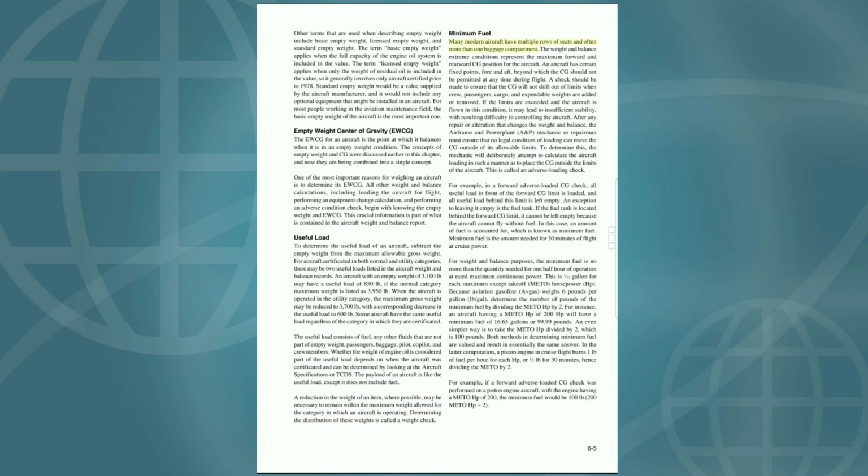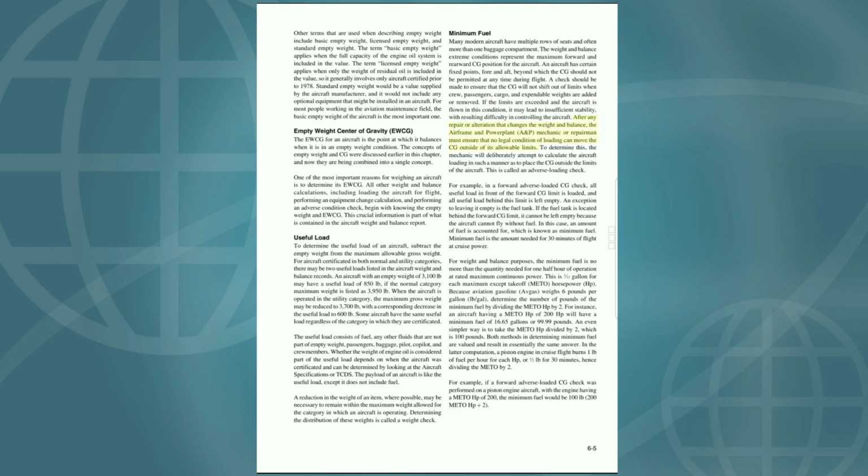Minimum fuel. Many modern aircraft have multiple rows of seats, and often more than one baggage compartment. The weight and balance extreme conditions represent the maximum forward and rearward CG position for the aircraft. An aircraft has certain fixed points, fore and aft, beyond which the CG should not be permitted at any time during flight. A check should be made to ensure that the CG will not shift out of limits when crew, passengers, cargo, and expendable weights are added or removed. If the limits are exceeded and the aircraft is flown in this condition, it may lead to insufficient stability, with resulting difficulty in controlling the aircraft.